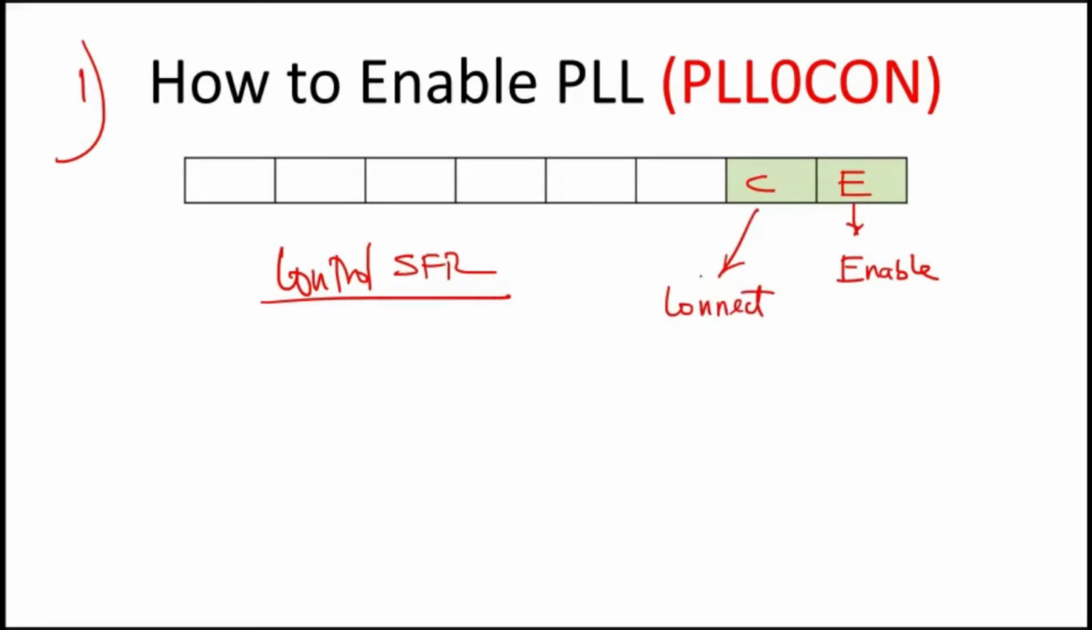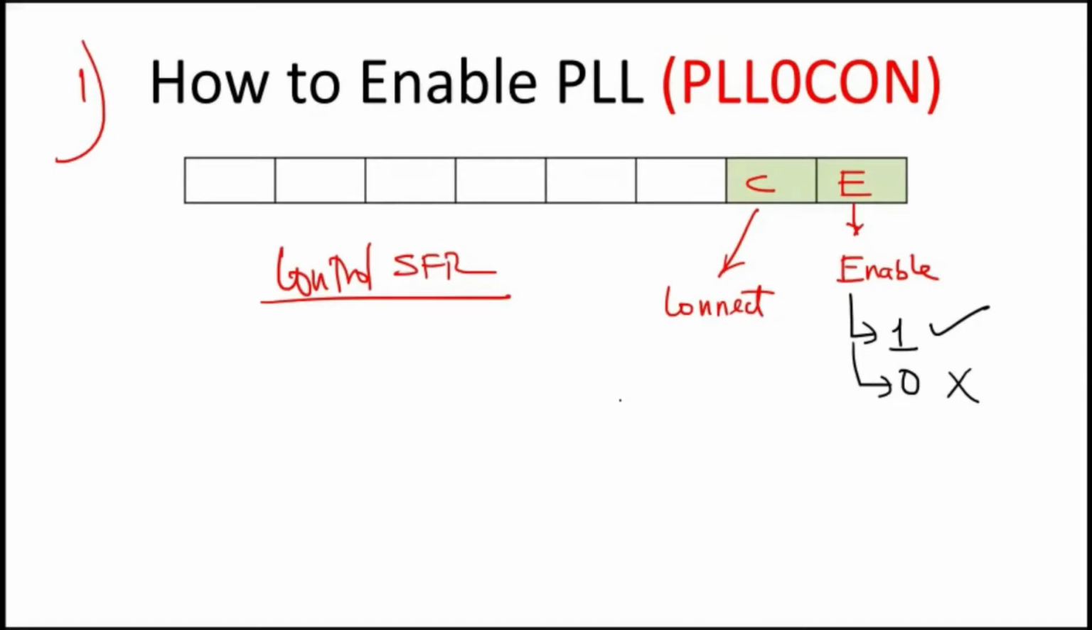What is the significance of these two bits? If I put enable equal to 1, then the PLL will be enabled and will work. If I put enable equal to 0, the PLL will not work. Very simple. So if you want to use the PLL, it is necessary to make the enable bit 1. That is mandatory.